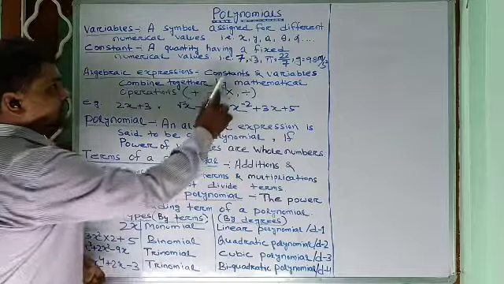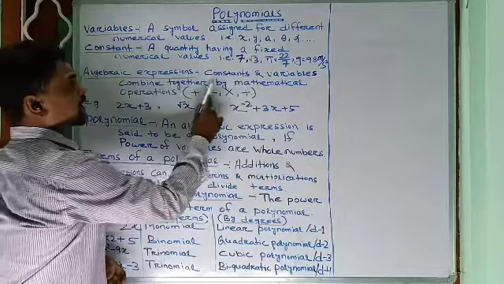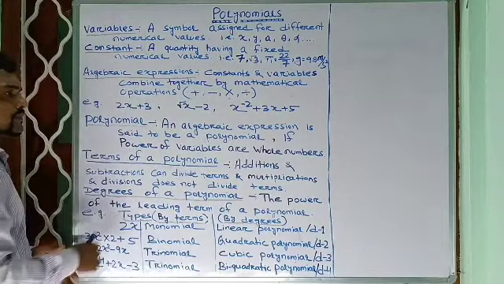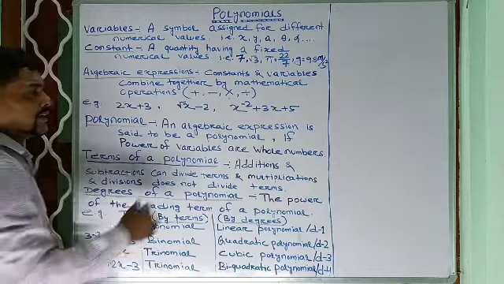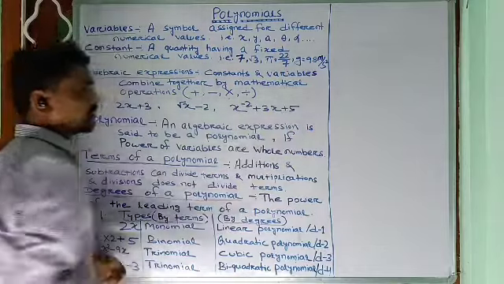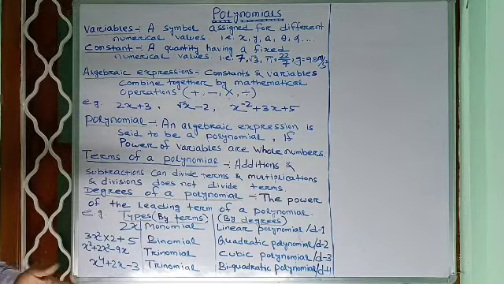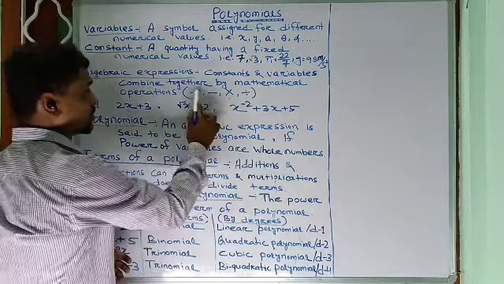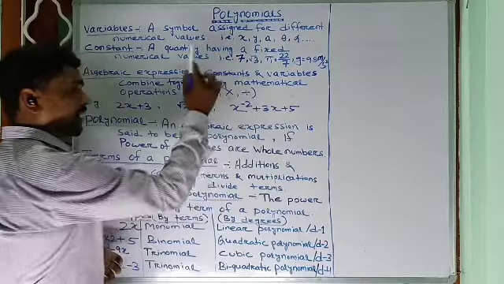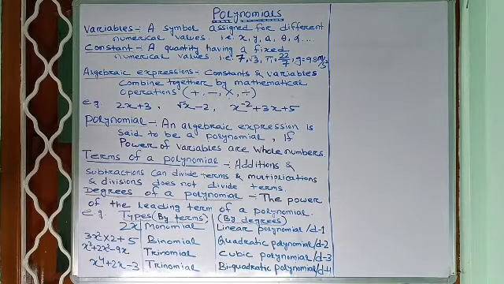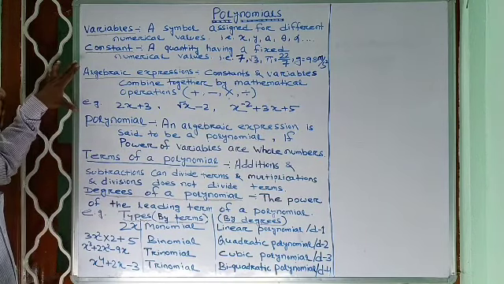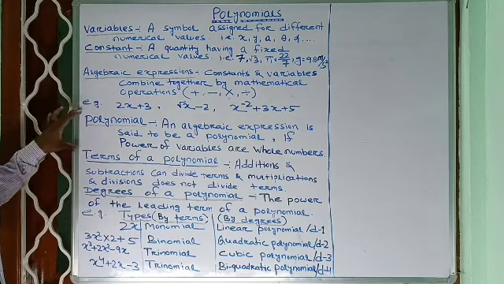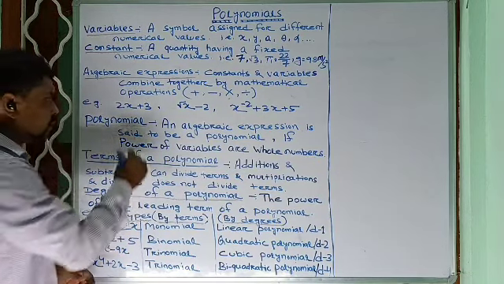Algebraic expression. Constants and variables combined together by mathematical operations is known as an algebraic expression, such as 2x plus 3, root x minus 2, x to the power minus 2 plus 3x plus 5, where variables and constants are combined together by mathematical operations. There are four mathematical operations: addition, subtraction, multiplication and division. Okay, so I will discuss algebraic expression and polynomial later, and I will distinguish the difference between these two. What is a polynomial?